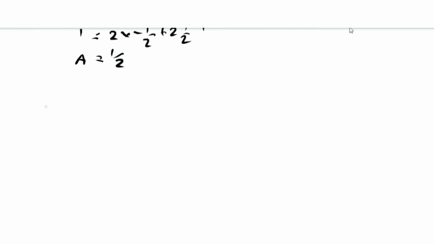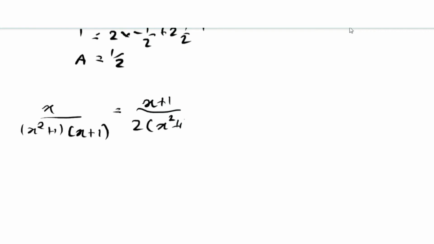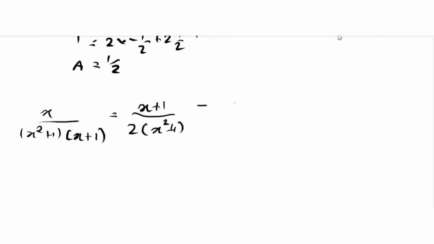all you have to do is substitute. x over x squared plus 1, x plus 1 equals x plus 1 over x squared plus 1. Here you take the half to the bottom, and minus 1 over 2x plus 1. So this will be the final answer of that problem.